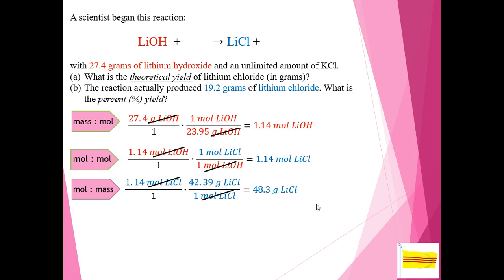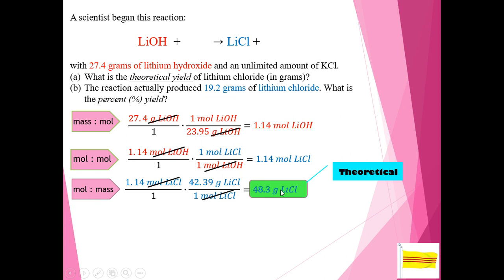Now, what is the 48.3 grams of lithium chloride? It is what you should be getting. Okay, so this answer here is what you should be getting, aka theoretically. Okay, so on paper, that's what you should be getting. However, when you do a reaction in chemistry, you don't always get what you should get. Okay, so essentially, you should get 48.3 grams, but you didn't. Part B says here you only observed that you got 19.2 grams of lithium chloride.